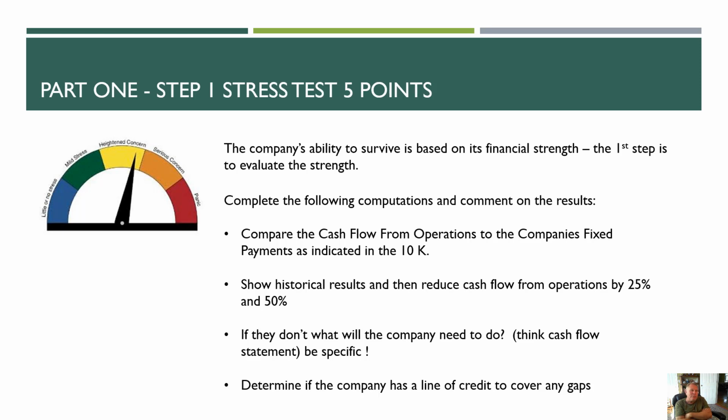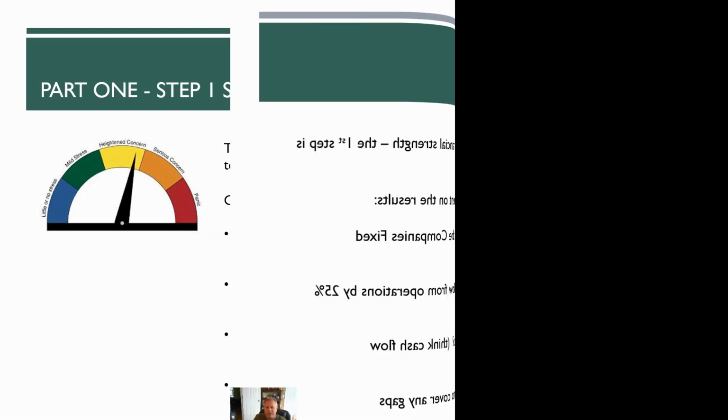The company's ability to survive is based on its financial strength. Do they have a balance sheet capacity to be able to absorb some of these losses? The steps in the process are: compare the cash flow from operations to the company's fixed payments as indicated in the 10K. Based on the historical results, they've been generating cash from operations, and that has to be used for the fixed payment expenses. Very similar to a coverage ratio that you looked at. But we're going to do this a little bit different. I'll show you in a moment.